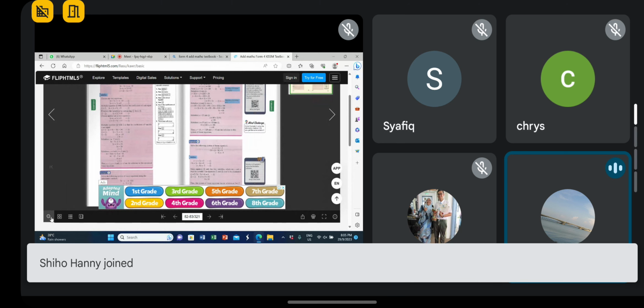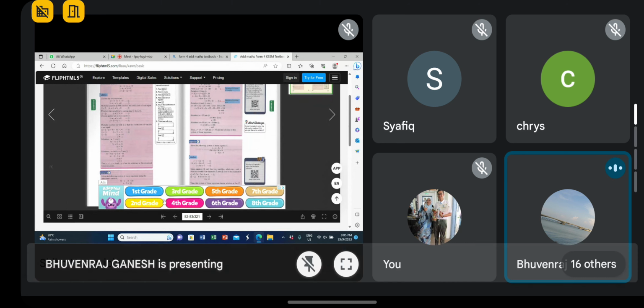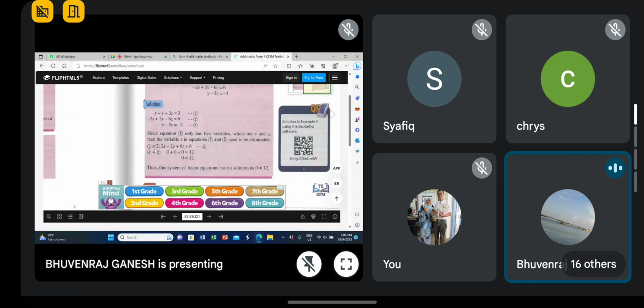This one, guys, this is a good example. Can you see here, guys? 0 sama dengan 12. 0 is equal to 12. Okay, so this is what we call no solution. Okay, tiada penyelesaian.